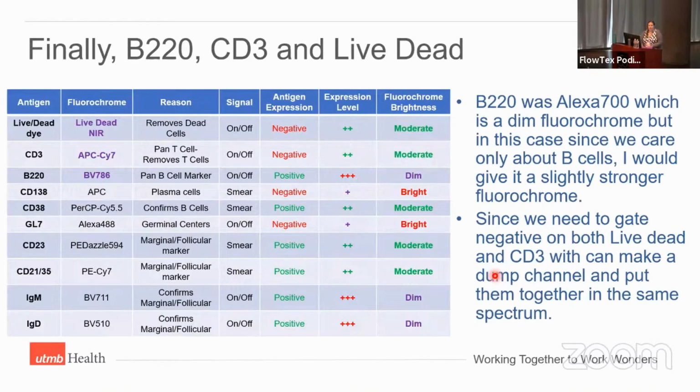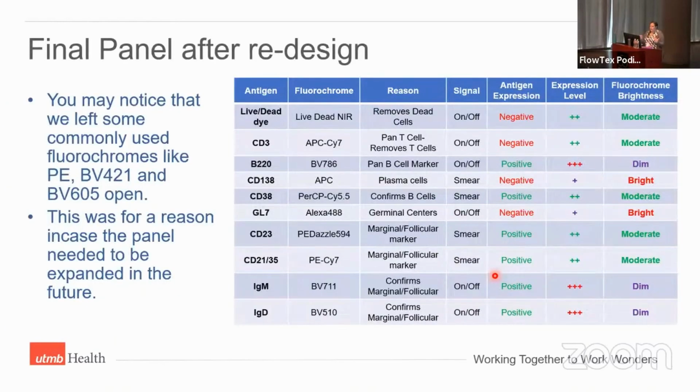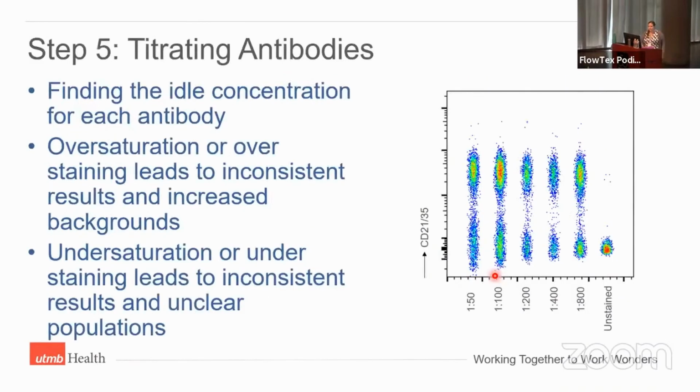So that kind of made it through how we designed our panel. We ended up leaving PE, Brilliant Violet 605 open for future additions, which was great because a month later, obviously, they wanted to add more markers. They were memory B cell markers, and they were all super dim. So we had PE and Brilliant Violet 605 open, and we were able to just add them right in super easily. So that was great.